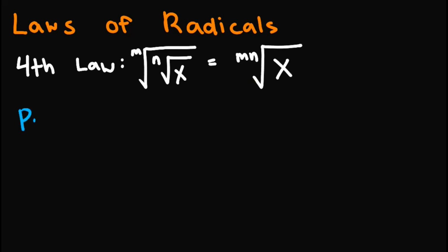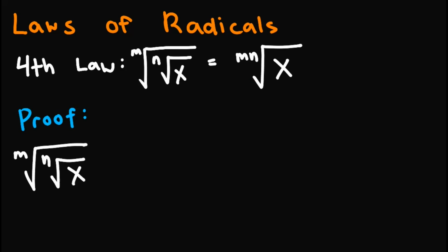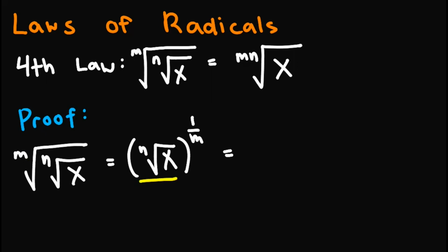So to prove this, first we write the mth root of the nth root of x. By definition, this one is equal to, first, the outer will have the nth root of x raised to 1 over m. Then in the inner one, this one by definition again, this one is equal to x raised to 1 over n, raised to 1 over m.